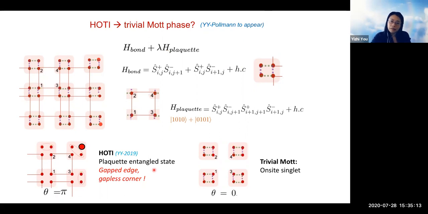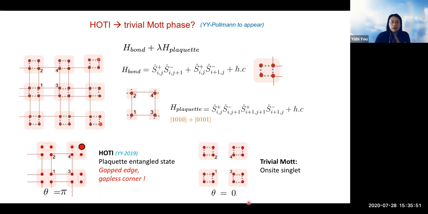Here there are 2 limits, which are pretty simple. First, if the plaquette interaction dominates the physics, then that's nothing but a higher order topological insulator. If the bond interaction dominates the physics, then we just have 4 spins entangled within the unit cell, and there's no entanglement between unit cells. So the ground state is a very simple and trivial Mott insulator phase where the wave function is the product of each unit cell state. And this actually corresponds to the theta equals pi state, and the other corresponds to the theta equals 0 state.